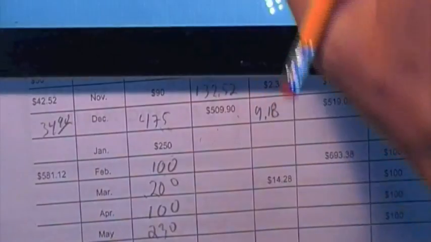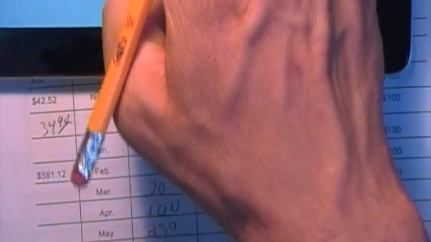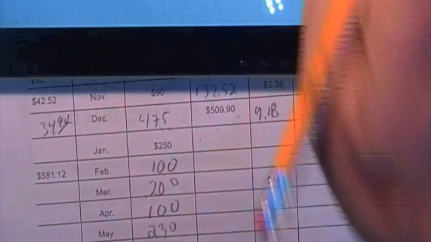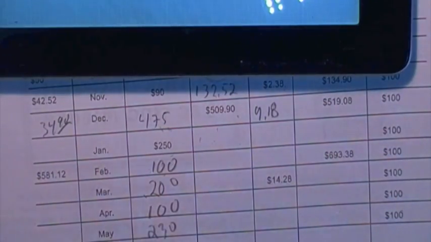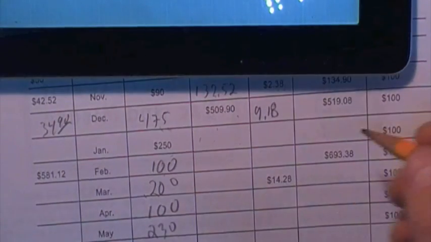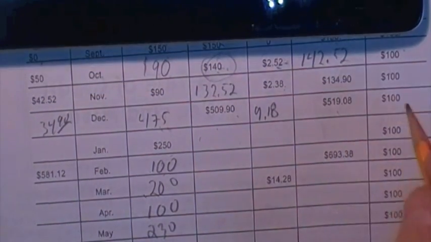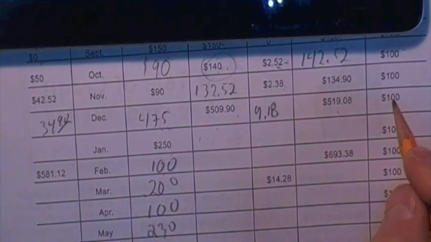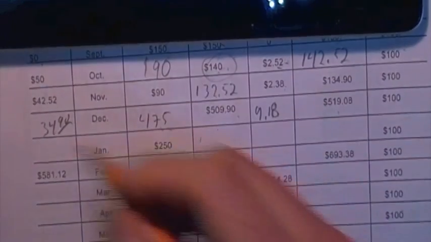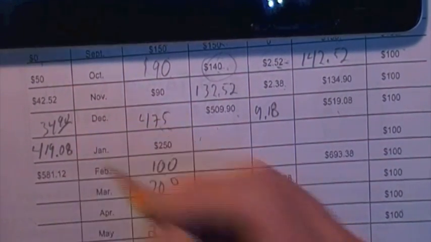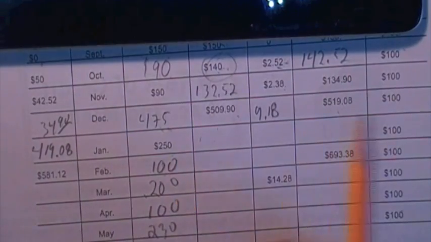So we're going to take 9.18 and add it to 509.90, and we're going to do it again, equals 519.08. Good, we're at the right place. Now she paid, so she filled back in that $519 hole with $100, which means she's got $419.08. Then she adds $250 to that.